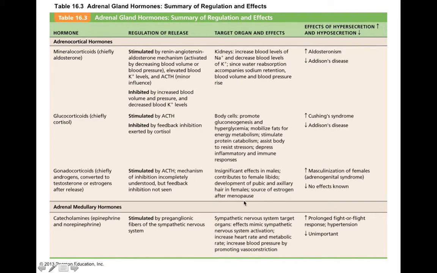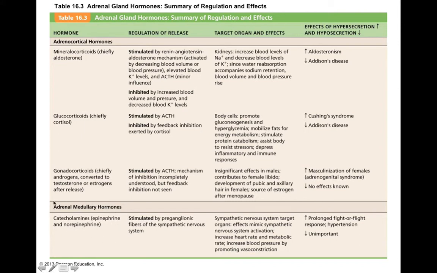Now, menopause is going to be once the ovaries stop undergoing their follicular cycle, and when that happens, the ovaries stop producing estrogen, so that estrogen can still occur in the female body from these gonadocorticoids that can be converted to estrogens even after menopause.